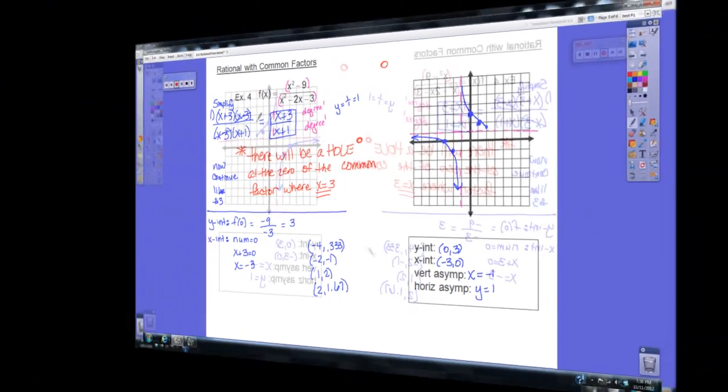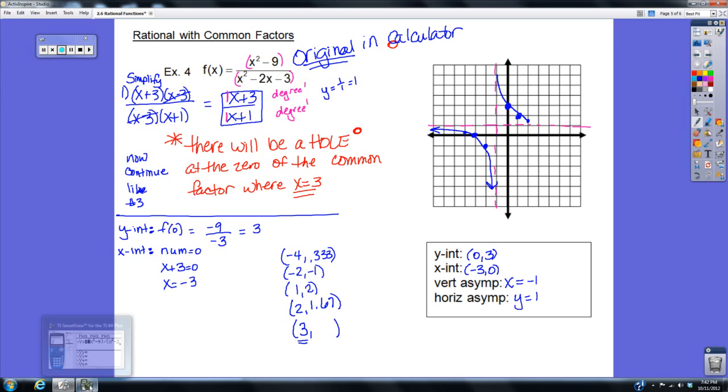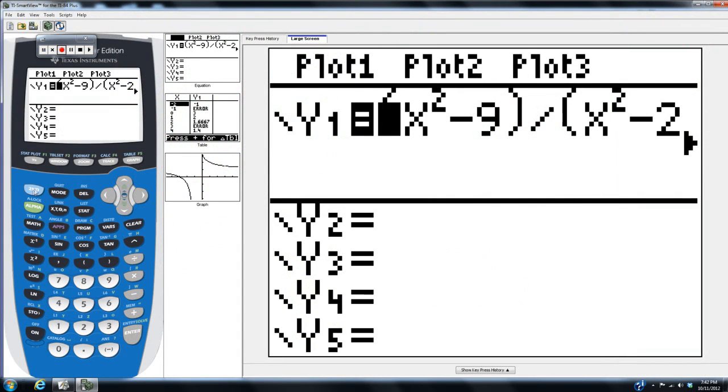Okay, I'm going to pause this. Real quick, I'm going to show y'all something in the calculator. The reason I stopped here is that some of you will be tempted to plug in 3. Remember, we're going to have a hole at x equals 3. Now, if you put this in the calculator, always plug in the original, not what you simplified to. Plug the original in, because I want to show you what happens here.